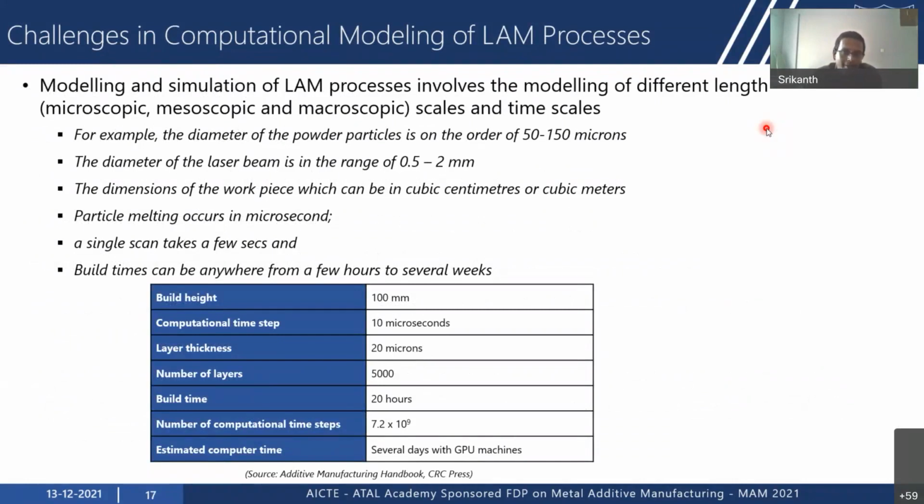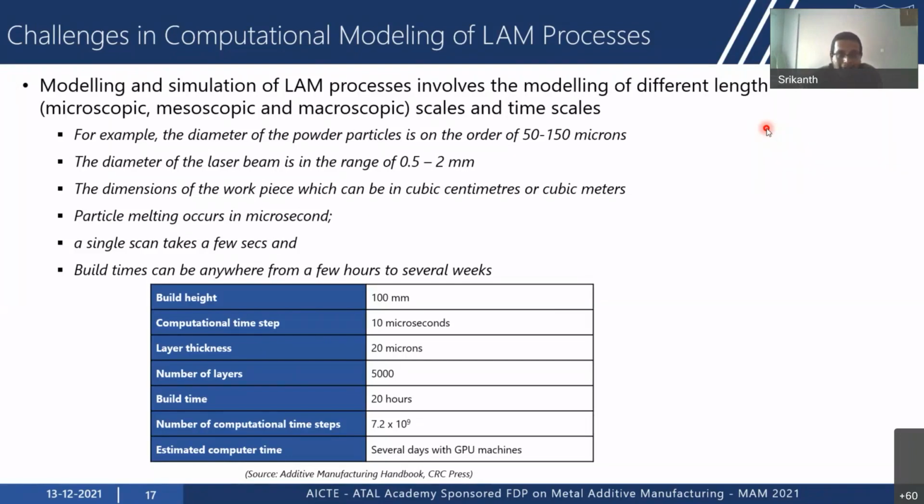Let's try to understand what this is. Let's take the case of the directed energy deposition process. Here, the powder particle size is in the order of 50 to 150 microns. Okay, the spot size of the laser beam is in the order of 0.5 to 2 or 4 mm. Some depends on the maximum power also. The dimensions of the workpiece are in the order of a few cubic centimeters to cubic meters.